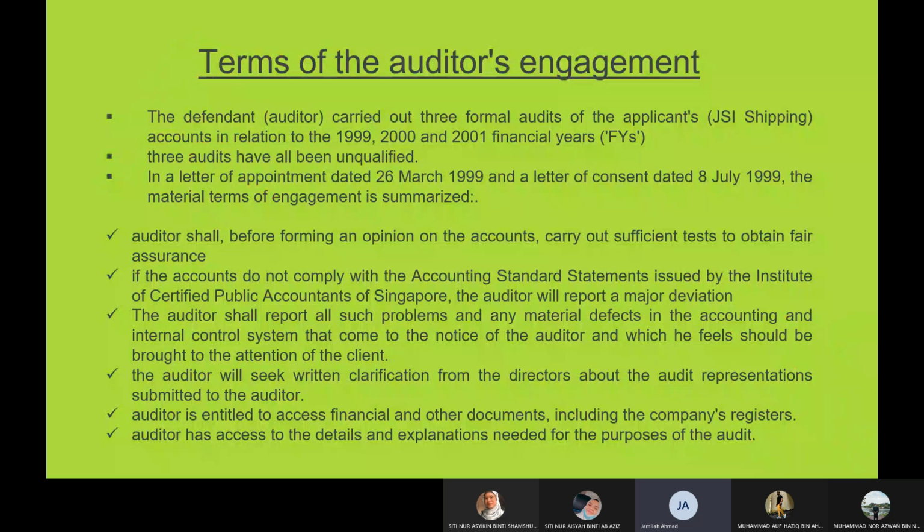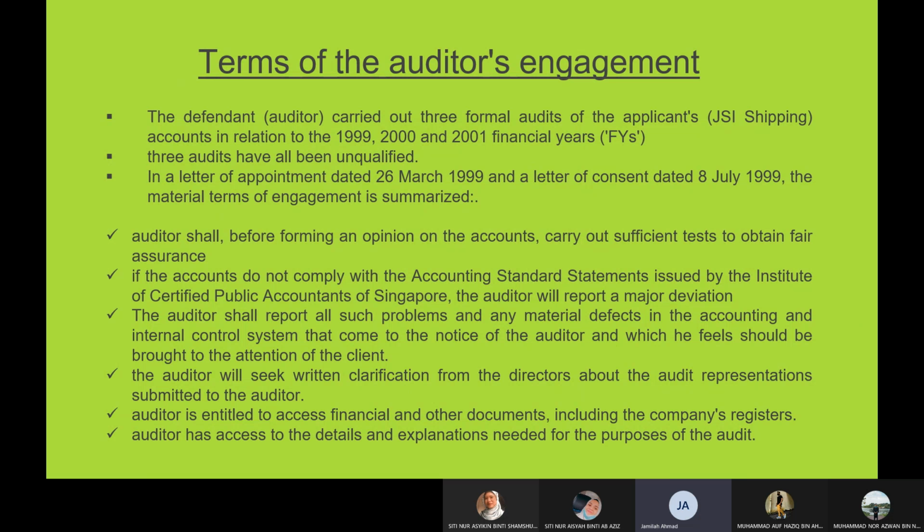Before we go further into the fraud done by the director of JSI, I will first explain the term auditor engagement. In the case, the auditor carried out three formal audits of the applicant, JSI Shipping, accounts in relation to the 1999, 2000 and 2001 financial years, which means three years. The three audits have all been unqualified.